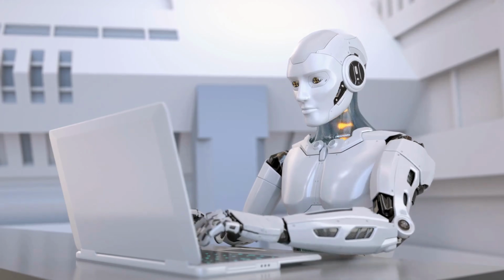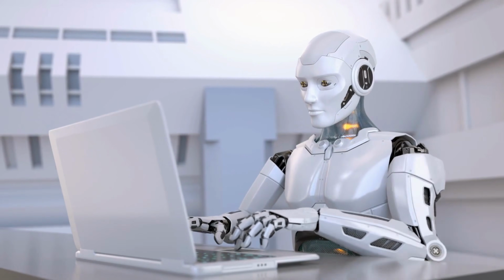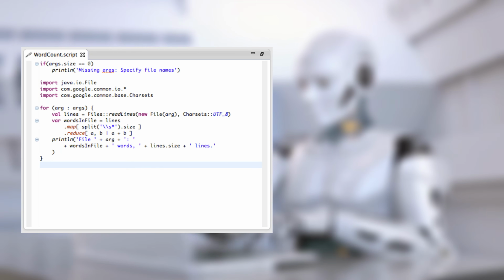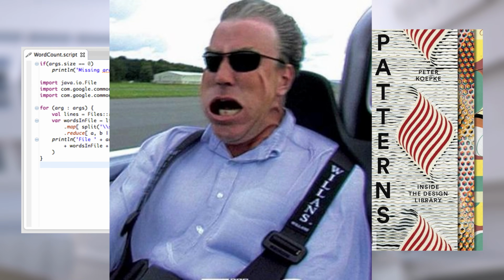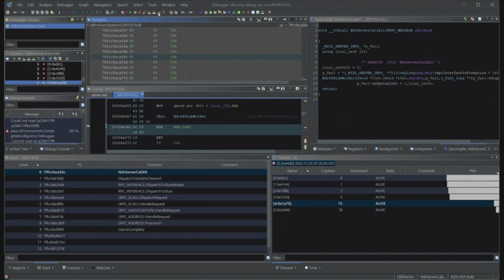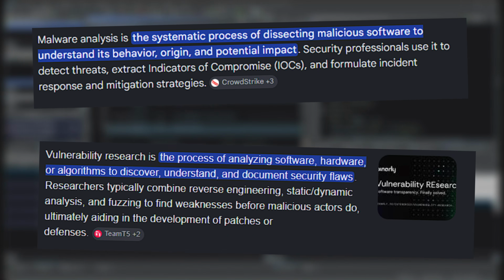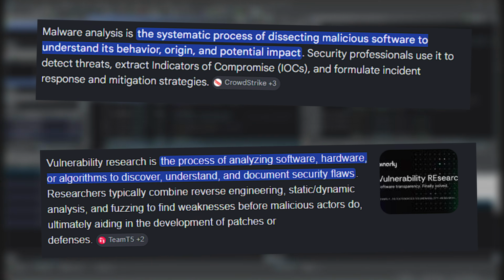And then we have modern AI entering the field. AI tools are starting to assist researchers by explaining code, finding patterns, and speeding up analysis. Today, reverse engineering is used not only to study software weaknesses, but also for malware analysis, vulnerability research, and helping developers build stronger applications. Modern security researchers don't just analyze one application anymore, they study the entire ecosystem around it.